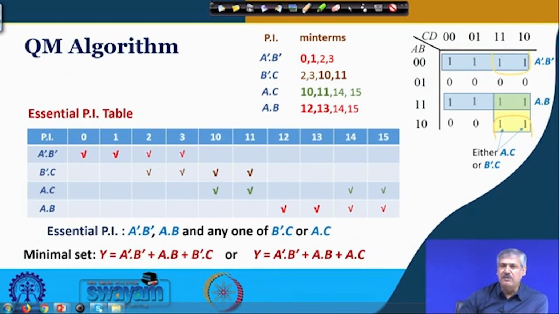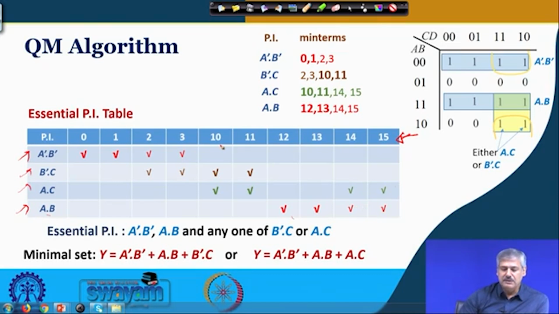So, the min terms that need to be covered for this specific example are 0 1 2 3, 10 11 12 13 14 15, that is the one that you can see, right. And then we write the corresponding prime implicants that we have got and what are the min terms being covered by them. So, the coverage by A prime B prime is 0 1 2 3, B prime C is 2 3 10 11, AC is 10 11 14 15 and AB is 12 13 14 15. Is it fine? So, this is the way we get the essential prime implicant table, right. So, these corresponding tick marks are there.